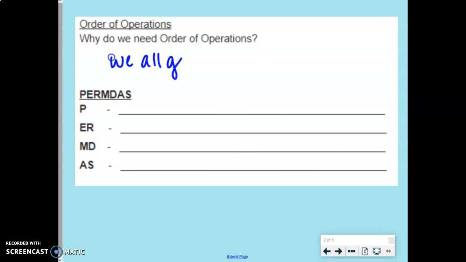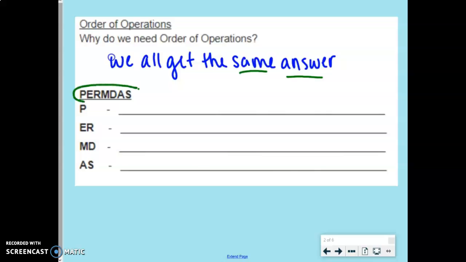So why do we need an order of operations? It's basically so that we can all get the same answer. No matter where you are in the world, math is a universal language, so we need to be able to make sure that everybody gets the same answer, whether you're in China or Japan or whatever.